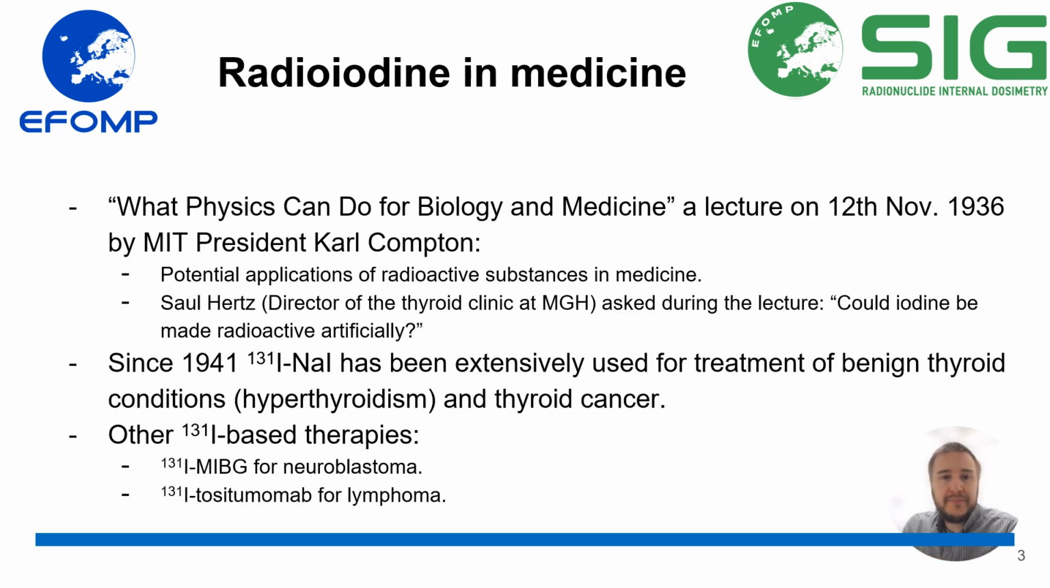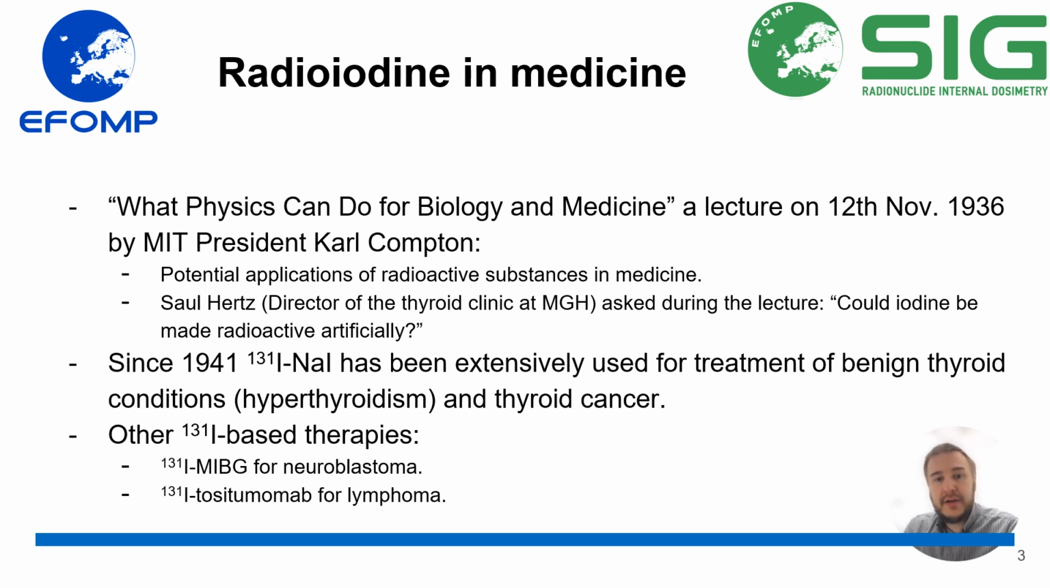So it all started off a long time ago with radioiodine. It really is like the starting point for molecular radiotherapy. And it all started in 1936 with an MIT lecture by Carl Compton, where he talked about potential applications of radioactive substances in medicine. And Saul Hertz, the director of the thyroid clinic at MGH, was there at the time, and he asked, could iodine be made radioactive artificially? And then just 5 years later, it was used in the clinic for the treatment of both benign thyroid conditions, so hyperthyroidism, and thyroid cancer.